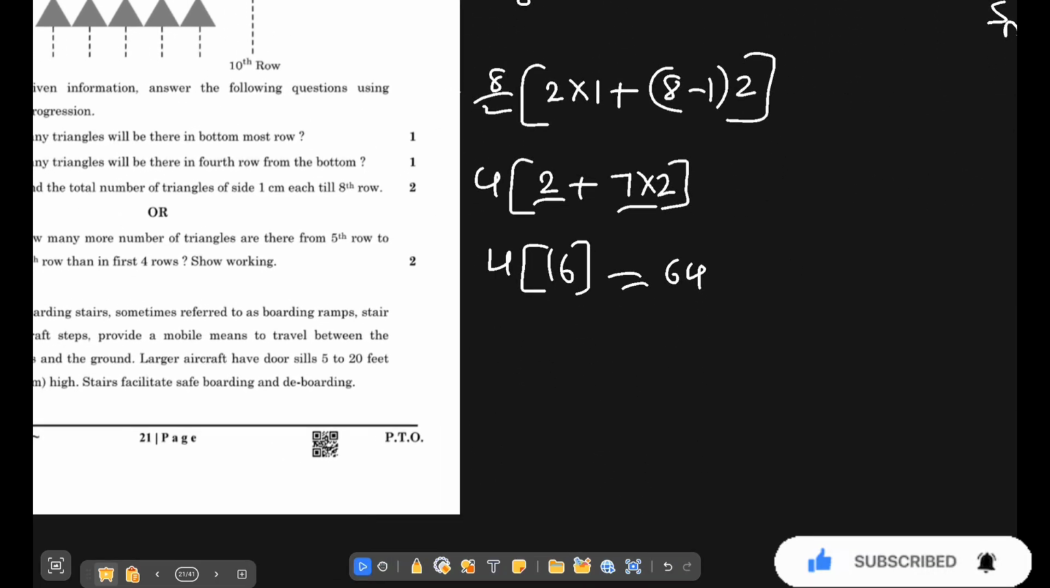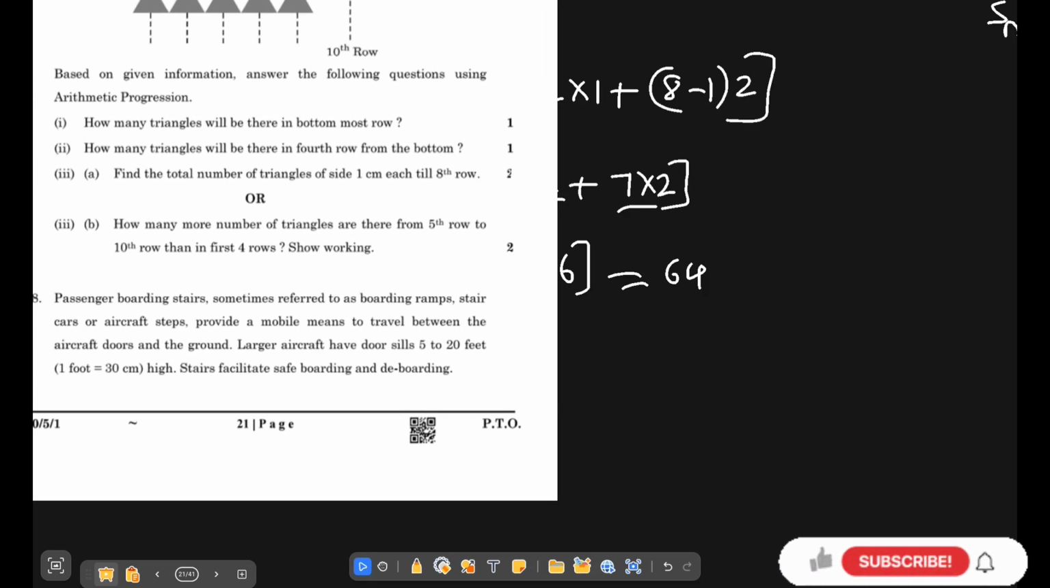So the next question is, how many more triangles are there from the 5th row to the 10th row than in the first 4 rows? Means we have to find the difference between the number of triangles from the 5th row to the 10th row, and the total number of triangles in the first 4 rows. Let's find it.